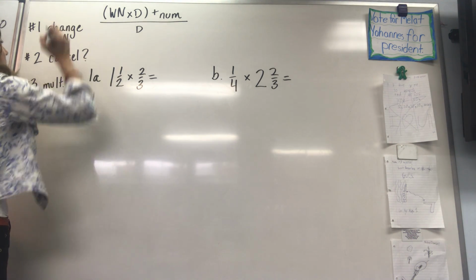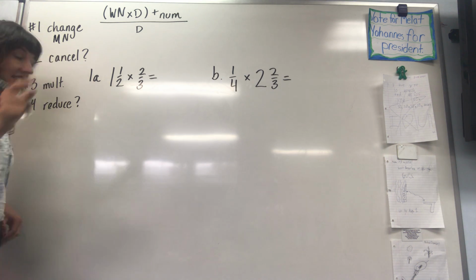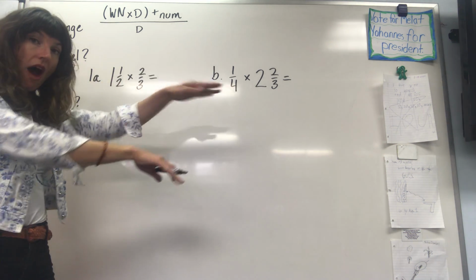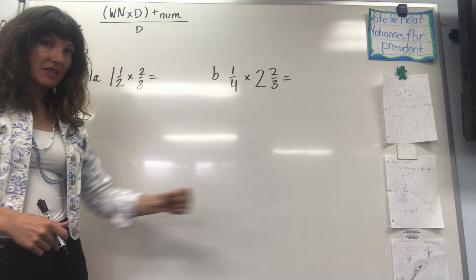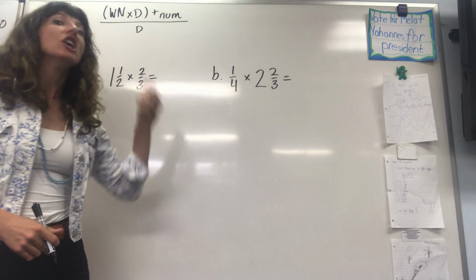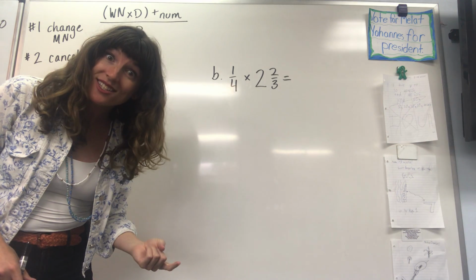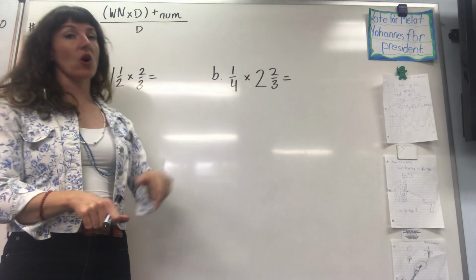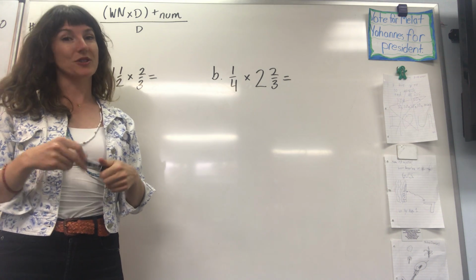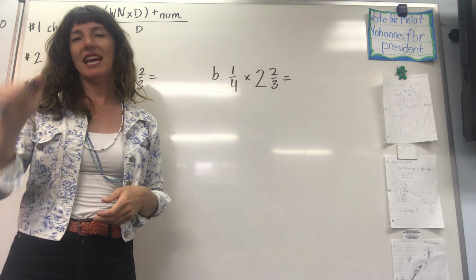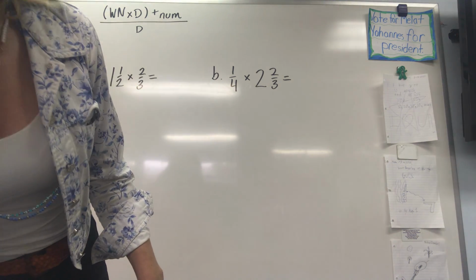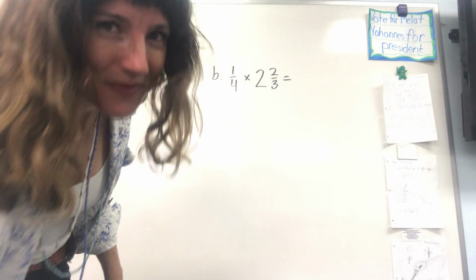All right, so change your mixed number, then see if you can cancel, then multiply across, numerator times numerator, denominator times denominator, and then do I need to reduce? Okay, so here we go. I have A and B already written up on the board. I will also do C and D with you. That means E, F, G, H, I, J, K, L. Efgahigical is up to you.